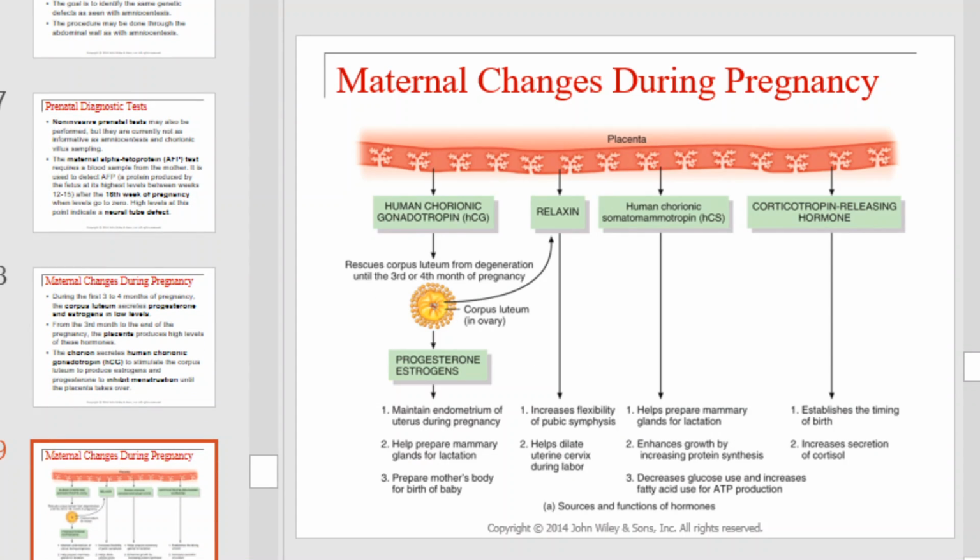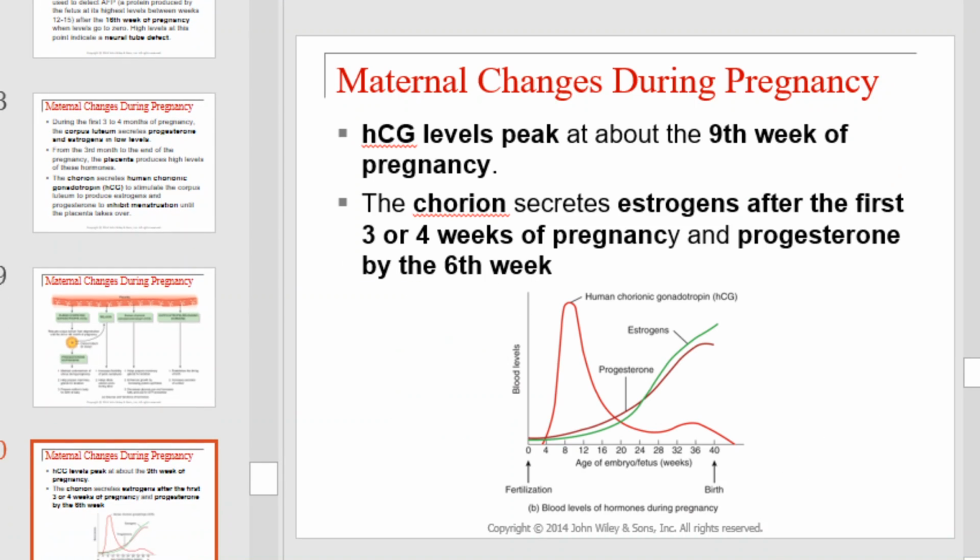This is a graphic that illustrates some changes in the maternal body during pregnancy. And this graphic illustrates hormone changes in the mother during pregnancy. HCG levels will peak at about the 9th week of pregnancy. The chorion will secrete estrogens after the first 3 or 4 weeks of pregnancy and progesterone by the 6th.